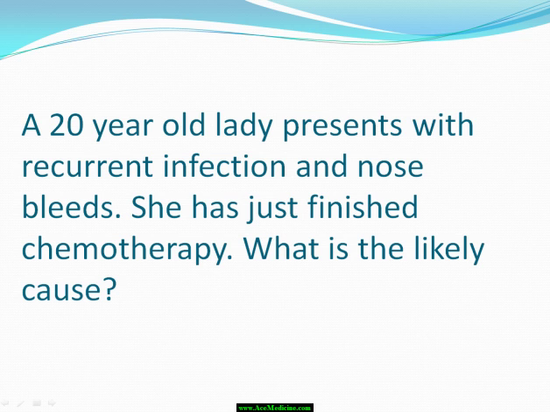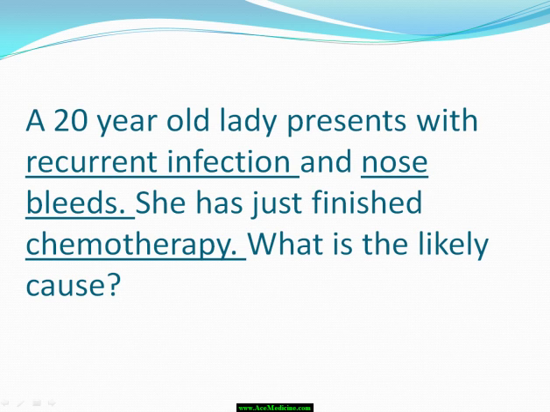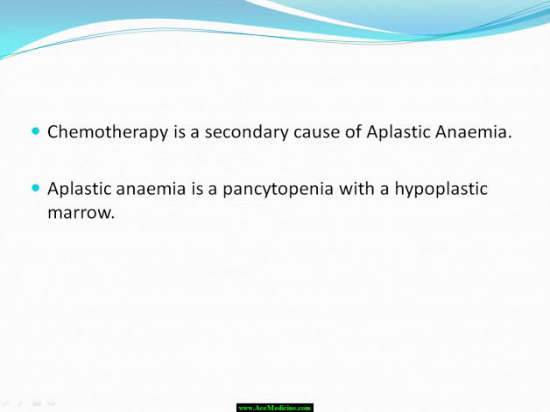First question. A 20-year-old lady presents with recurrent infection and nosebleeds. She's just finished chemotherapy. What is the likely cause? So let's first identify the keywords. The keywords here are recurrent infection, nosebleeds and chemotherapy. When you see these words together, you should be thinking about aplastic anemia. Chemotherapy is a secondary cause of aplastic anemia.